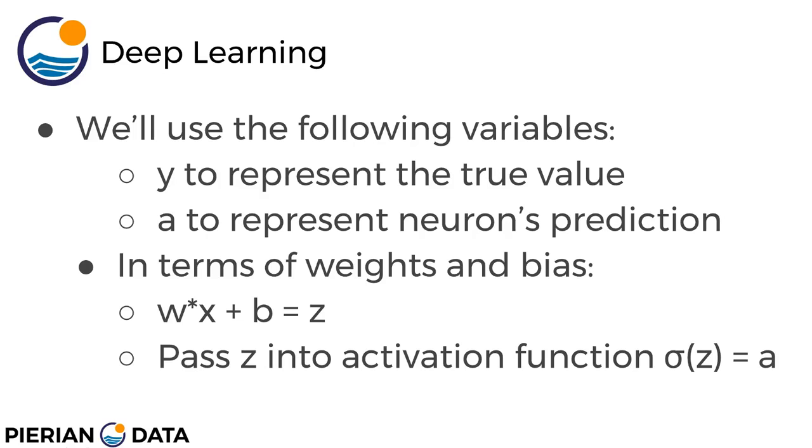We'll use the variable y to represent the true value, and we'll use the variable a to represent the neuron's prediction. So what does this actually mean in terms of weights and biases? Well, remember that we said w times x, that is the weight times the input plus the bias, is equal to z. And remember that we pass z into the activation function. So for example, if we're using the sigmoid function, we could say that sigma of z is equal to a, the neuron's prediction. When we put in the sum of those weights times the inputs plus those bias terms, we get this z, and then we can pass that into the activation function, sigma of z, and that is equal to a, which at the end represents the neuron's prediction.